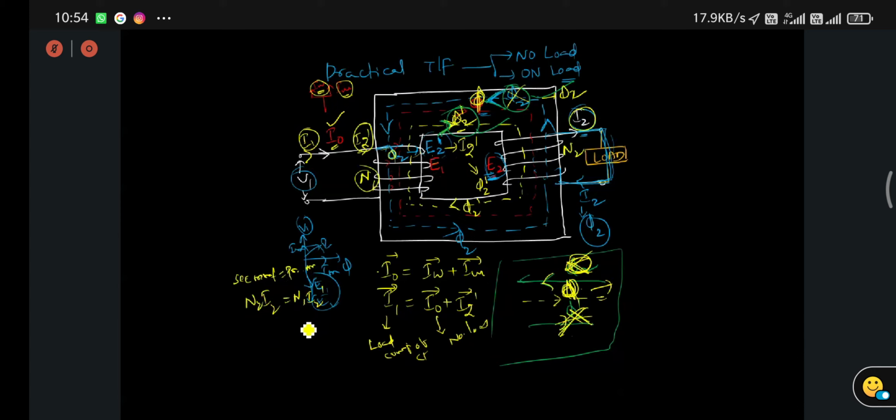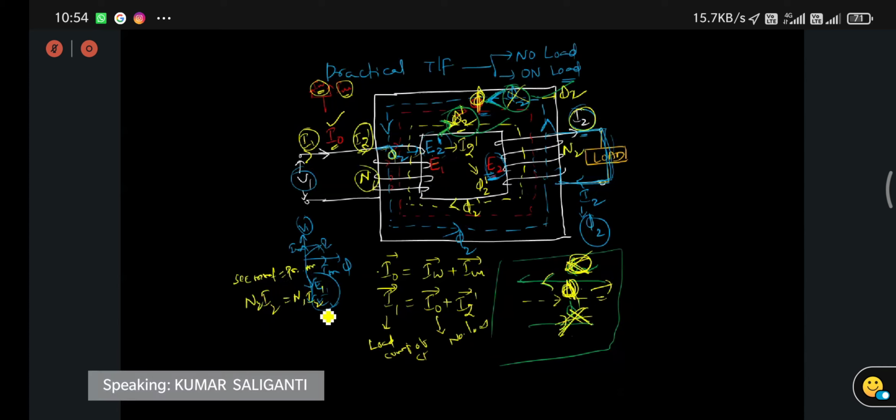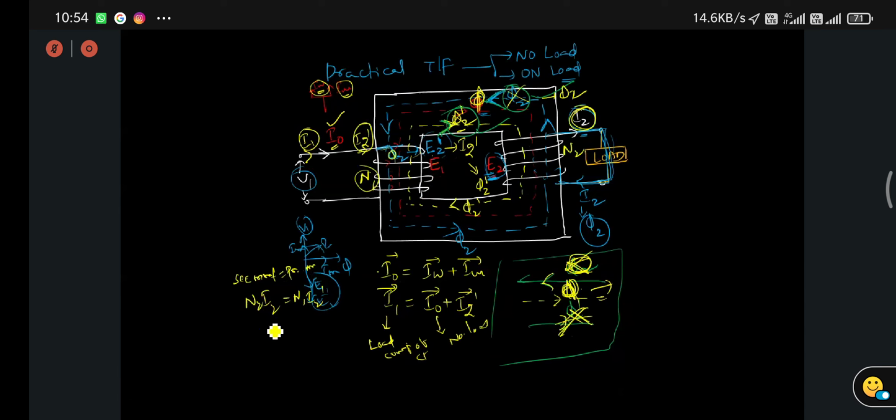So here N2 into I2 equal to N1 into I2 dash. This I2 dash always opposes this I2 here. So from that, N2 by N1 equal to I2 dash by I2. Always remember that I2 dash is equal to I2 into K. So N2 by N1 equal to I2 dash by I2 equal to K.